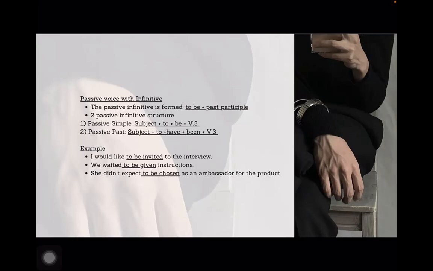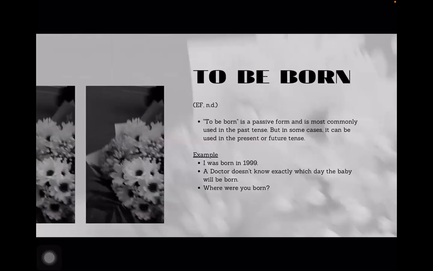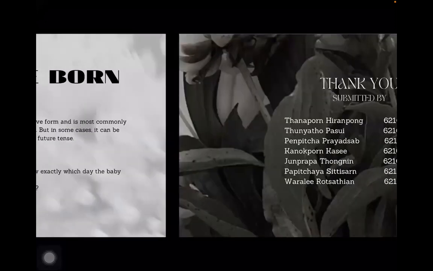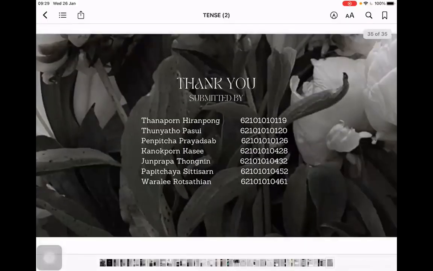Okay, next is the last topic. Actually, it is a tip that I want to show. So to be born is a passive form and is most commonly used in the past tense, like I was born in 1999. But in some cases it can be used in the present or the future. Okay, that's all of the content about tense and passive voice.